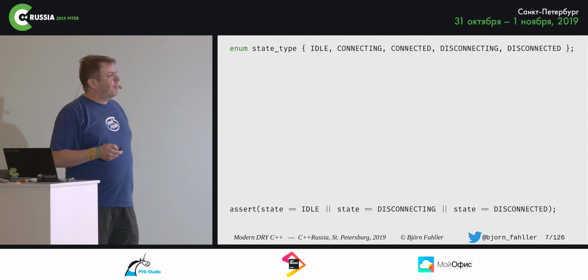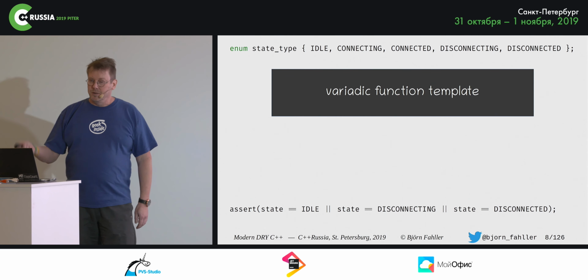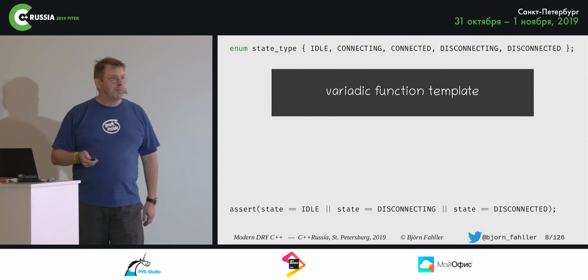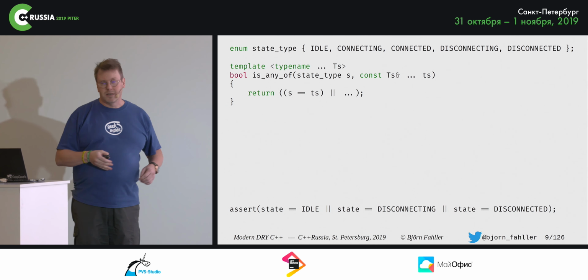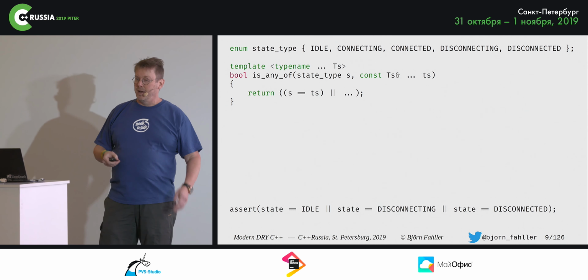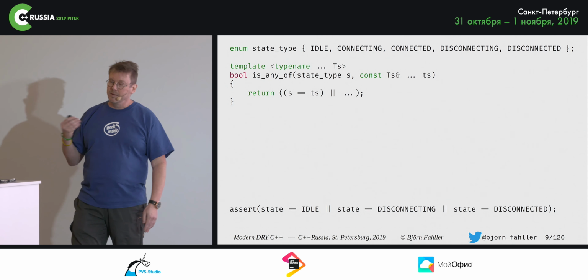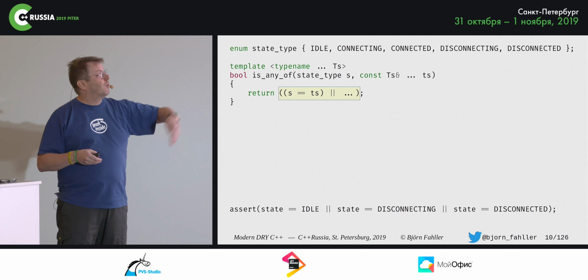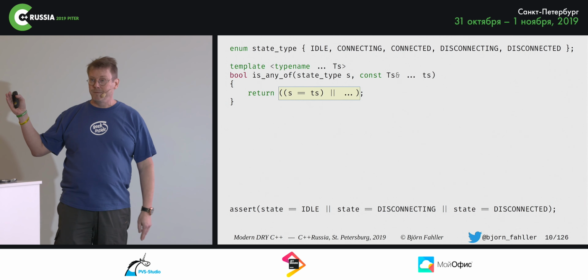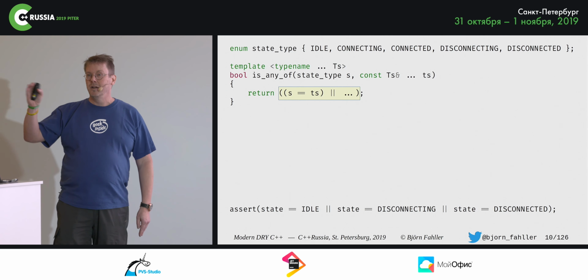One thing that occurred to me fairly early was to use a variadic function template. So I can write something like that. is_any_of takes a state type and a variadic number of values to compare it with, and we return this fold expression. Are you familiar with fold expressions? Anyone not familiar with fold expressions? A few hands, okay.